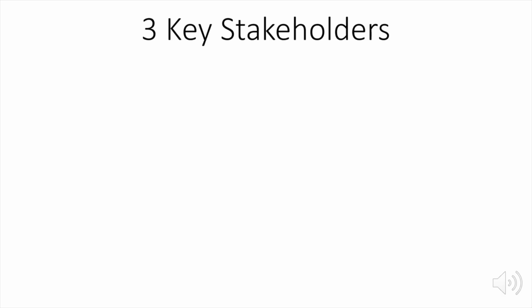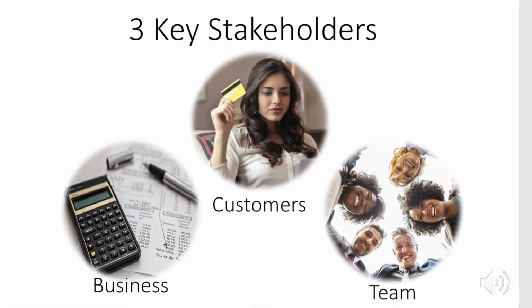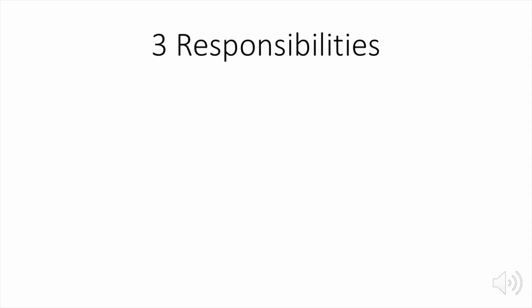What is the role of a product owner? Well, the product owner is one of the key roles on the Scrum team. The product owner works alongside the development team and the Scrum Master. The product owner has three main stakeholders, and they need to interact with customers, the business, and the Scrum team. And the product owner has three responsibilities in order to fulfill that role.